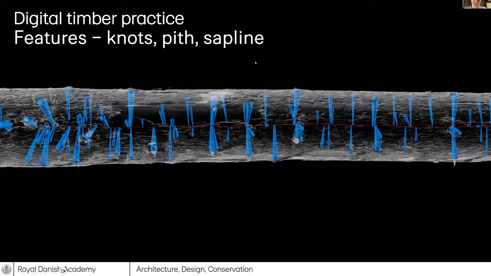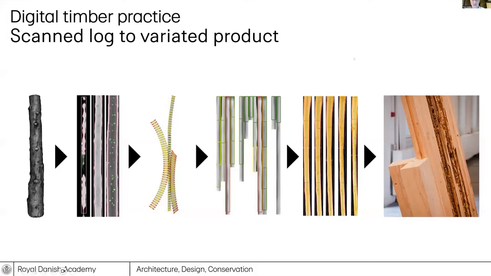So the knot cones become visible, the pith, the center line of the tree, becomes visible, and other features such as the sap line between the heartwood and the sapwood become actionable. Yeah. So what the Rawlam experiments asked was, how do we use this data set intelligently, or how can this start to steer processes of design and decision making?